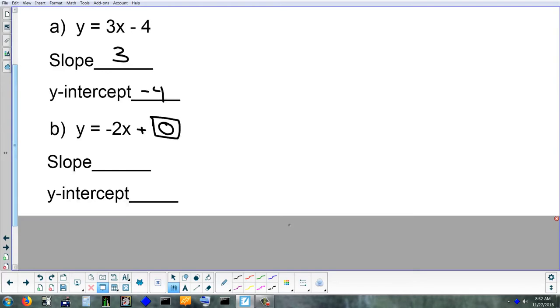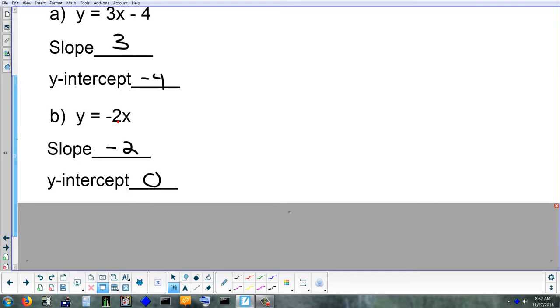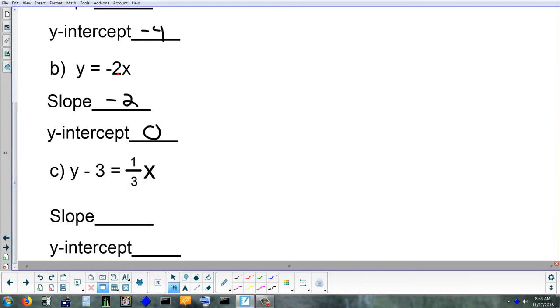What's the slope in B? Negative 2. And what's the y-intercept? Zero. Again, on the test, you want to get used to seeing it like that. If you want to put the plus zero in to help you, you can, but you'd see it like this. Questions on that? Let's look at this one.